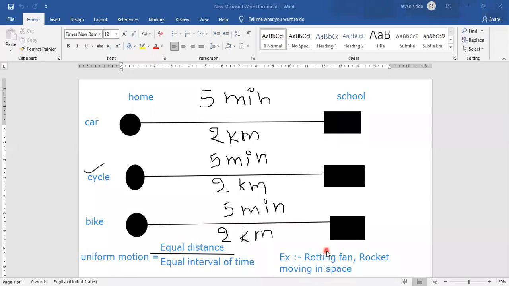Okay, I think everyone has understood what is uniform motion. Yes, yes. Okay, I'll explain now. Now, non-uniform motion.